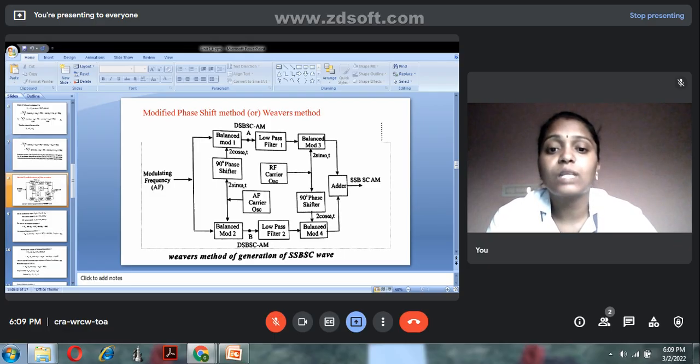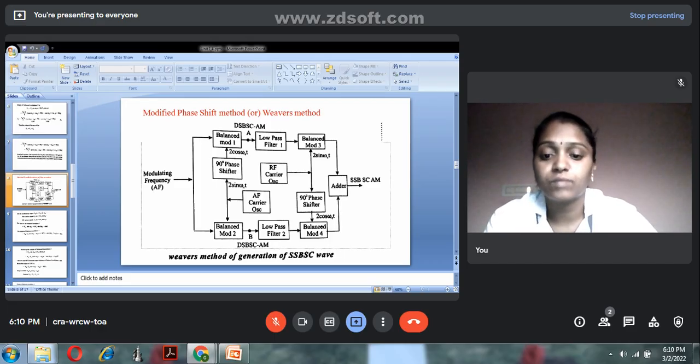Then this signal will be applied into BM3. So the low pass filter 1 output is given to BM3, and this RF carrier, that is the radio frequency carrier oscillator, will generate some frequency that will be given to BM3. Same as, the low pass filter 2 output is given to BM4, and the RF carrier signal will be 90 degrees shifted and given to BM4. Then we have an adder, we add the BM3 and 4 outputs. Finally we got an SSB signal at the output side.